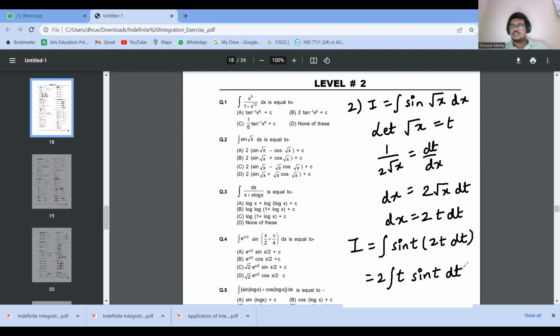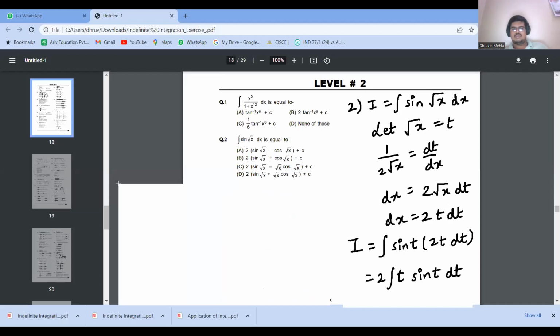Now what do you think? Which type of integration is this? This is UV. Yeah. So now you have to decide which function will be first, which function will be second. So tell me. No, the sequence is ILATE. Algebraic function comes before trigonometry functions. And here t is algebraic function, sine t is trigonometry function. Are you guys following this? Yeah. Use the UV rule. Check the formula and solve this.